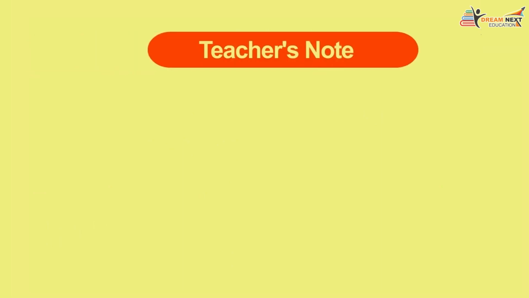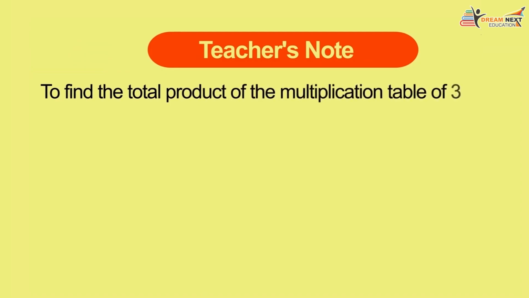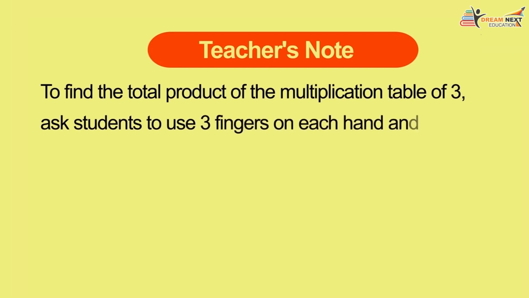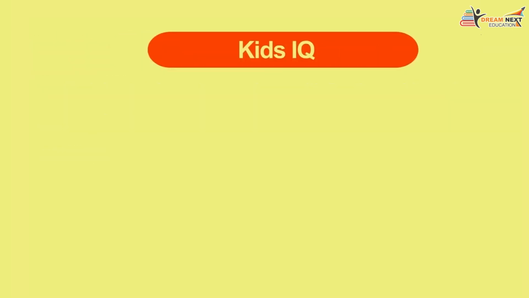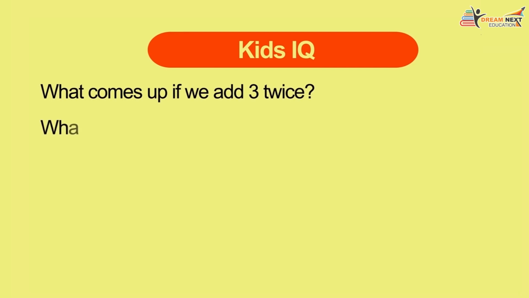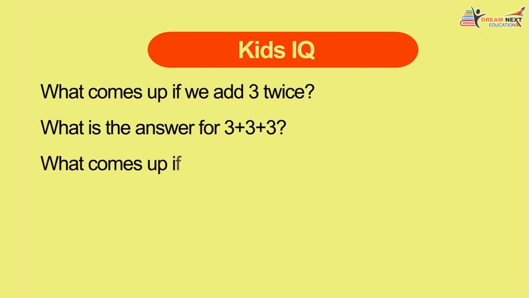Teacher's note. To find the total product of the multiplication table of 3, ask students to use 3 fingers on each hand and do the addition. Kids IQ. What comes up if we add 3 twice? What is the answer for 3 plus 3 plus 3? What comes up if you add 3 times 0?